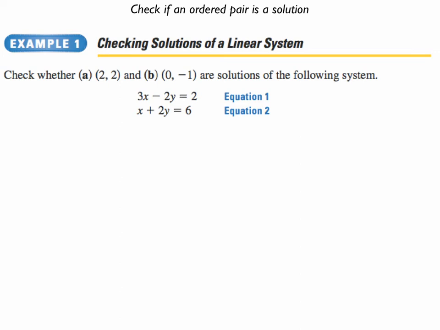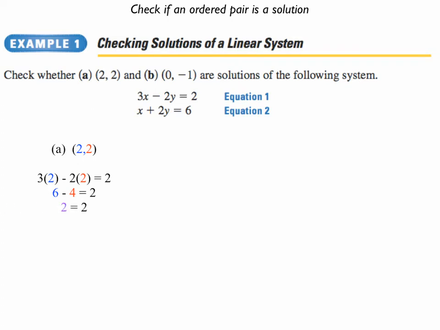Before we do that, we need to be able to check to see if an ordered pair is a solution. In this example, we want to check whether (2, 2) and (0, -1) are solutions to the following system: 3x minus 2y equals 2, and x plus 2y equals 6. All we're really doing here is substituting. Remember, this is an ordered pair (x, y). For the first one, you substitute it into the first equation. That'll be 3 times 2 minus 2 times 2 equals 2. You just do that math on the left-hand side. 3 times 2 is 6, and 2 times 2 is 4. 6 minus 4 is 2, and so that checks out.